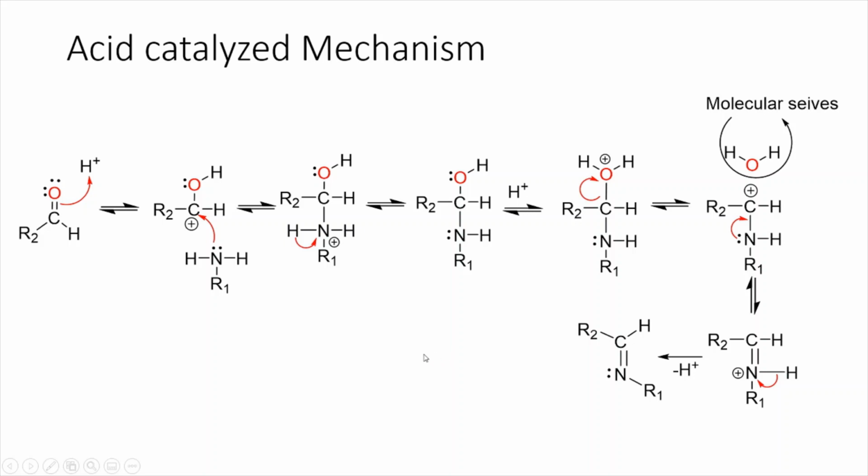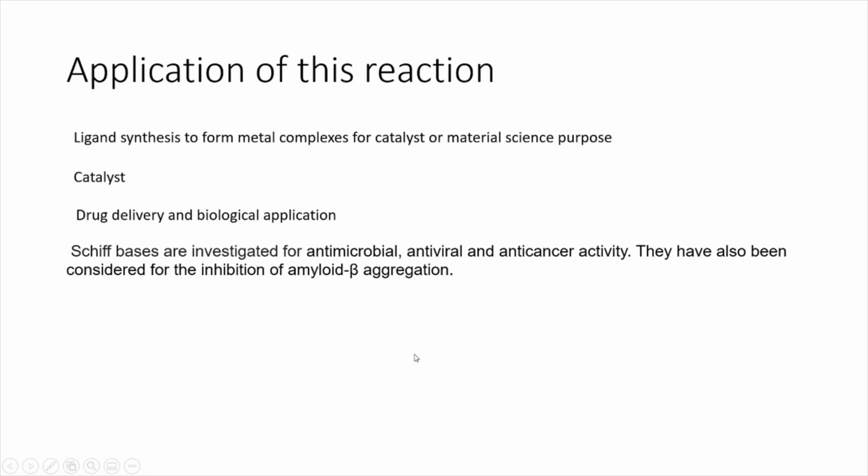So let's see some nice, interesting applications of this kind of Schiff base reaction. Most of the time people use Schiff bases as ligands, like ligand synthesis to form metal complexes for catalyst or material science purposes. So it can be used as a catalyst. These Schiff bases can be used in drug delivery and biological applications, and Schiff bases are investigated for antimicrobial, antiviral, and anti-cancer activity. They have also been considered for the inhibition of amyloid beta aggregation.